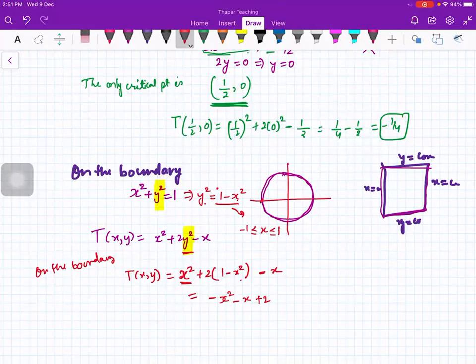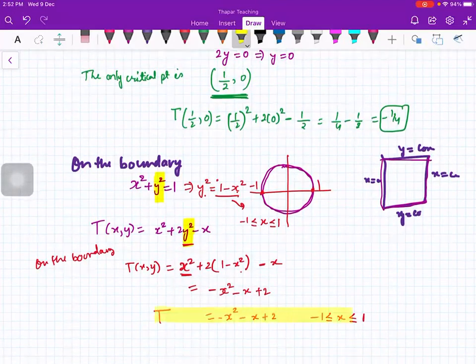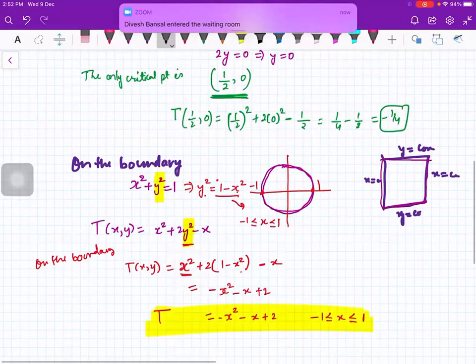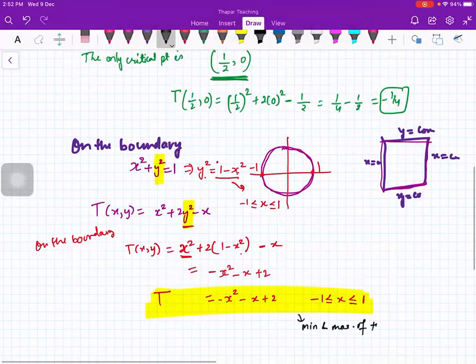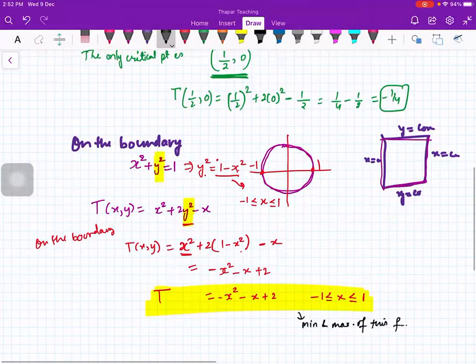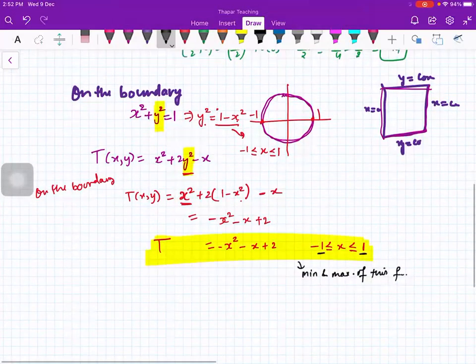On your circle, x is from minus 1 to 1. So you have to find, this is another function which is the function of x only on the interval minus 1 less than or equal to x less than or equal to 1. So you have to find out the minimum and maximum of this function. Minimum and maximum of this function will occur at the boundary, that is at x is equal to minus 1 or x is equal to 1.